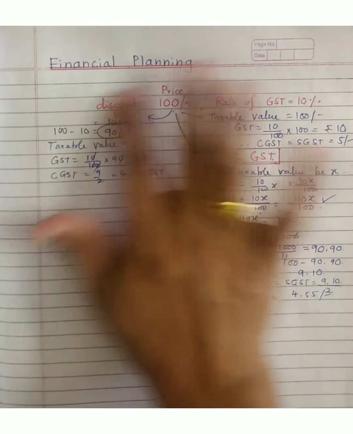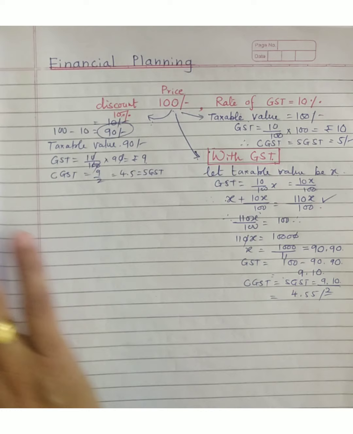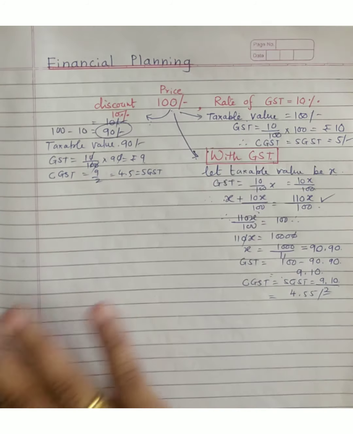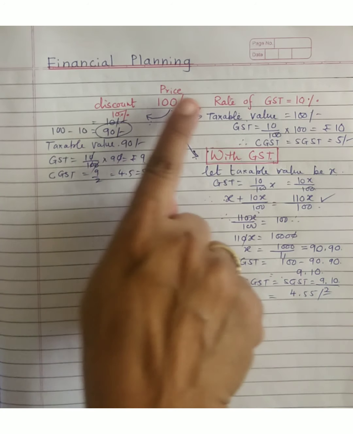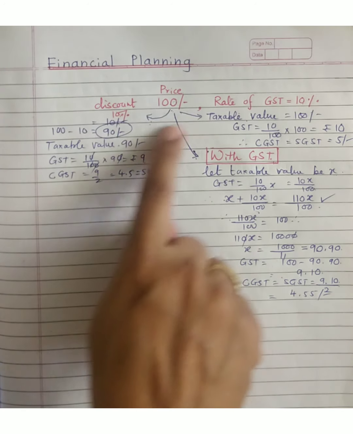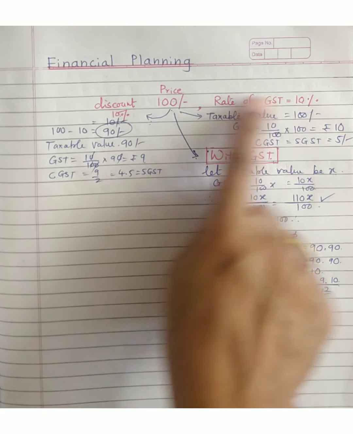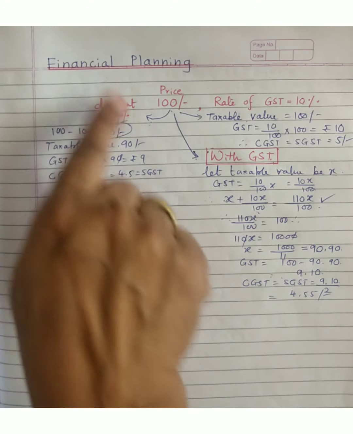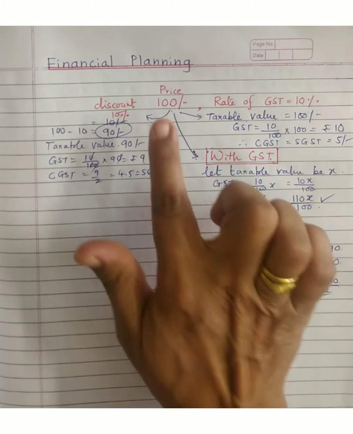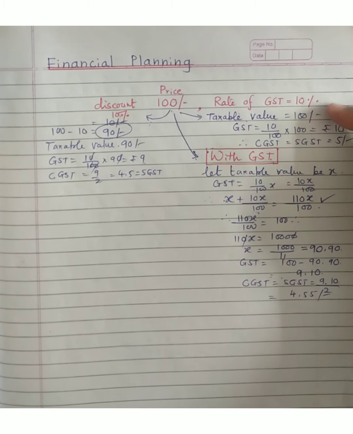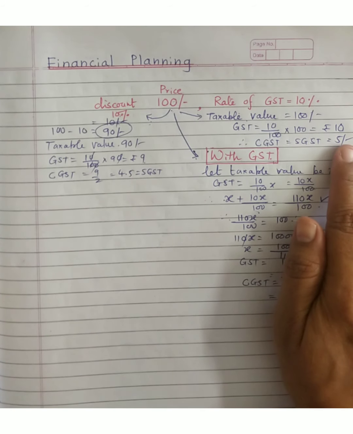So if these three cases are clear, then you can solve any kind of case in this lesson. Any kind of question can be solved by you in this lesson. Okay, so remember, first thing to identify, the price given is taxable value or value on which discount will be given or value which includes GST. If it is taxable value, simple way, calculate GST. In this case it is 10, make it half, that becomes 5.